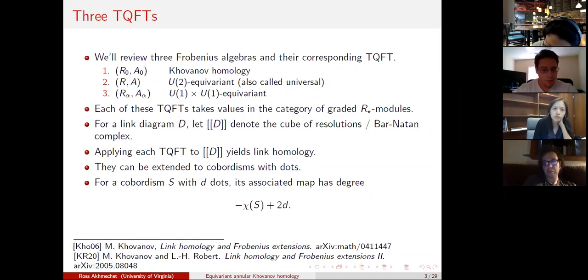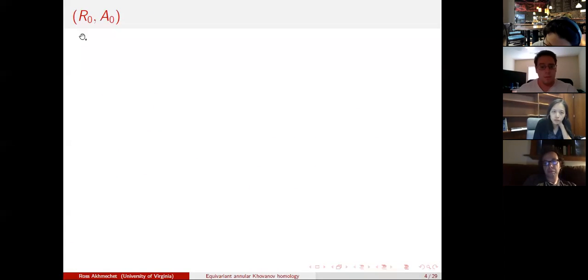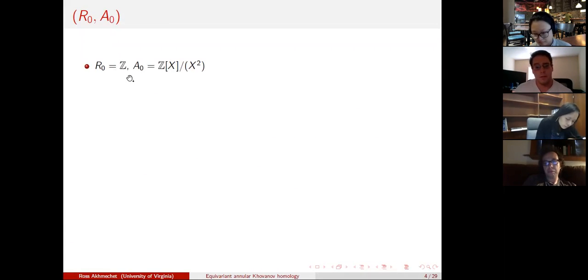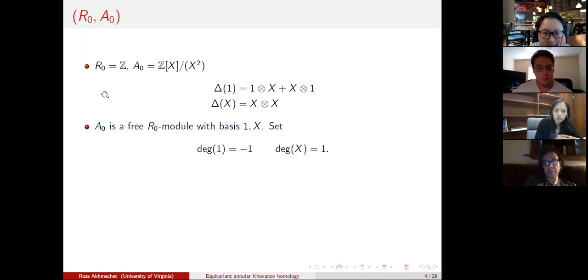Okay, so let me get into these. The R null, A null, the most familiar one. The ground ring is Z, the algebra is Z[X] mod X squared. Here's the comultiplication, if you'd like, to be familiar. In all of these cases, the algebra is going to be a free module over the ground ring, and it's going to have some basis, 1 and X. I'm just picking this basis in this case.